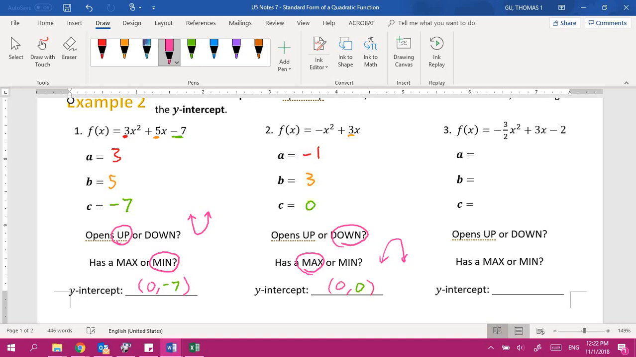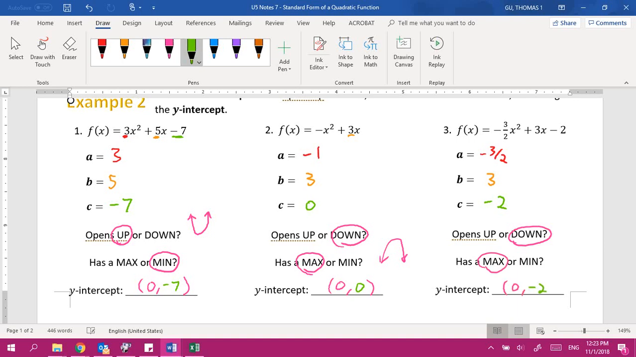Then on number 3, what is the A value? -3 halves. What about the B value? 3. And what's the C value? -2. That's right. Does it open up or down? Down, because there's a negative. What's negative? The A, that's right. Good. Max. The y-intercept is (0, -2). Very good.